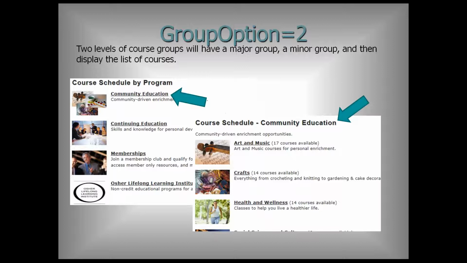If you set group option to 2, that's going to enable dual level grouping. So you'll have your major groups, which you see on the left. Under each major group, you'll see all of your minor groups. And then under those is where you'll see your list of courses. So if you've got a really big course lineup and you really need that breakdown in categories, then dual level grouping will save people a lot of time. Nobody likes to see a list of 400 courses or have to scroll through a huge list to try and find what they're looking for. So this can really help out.